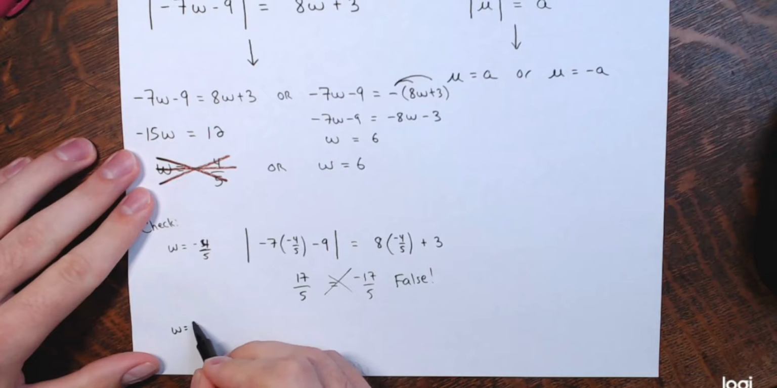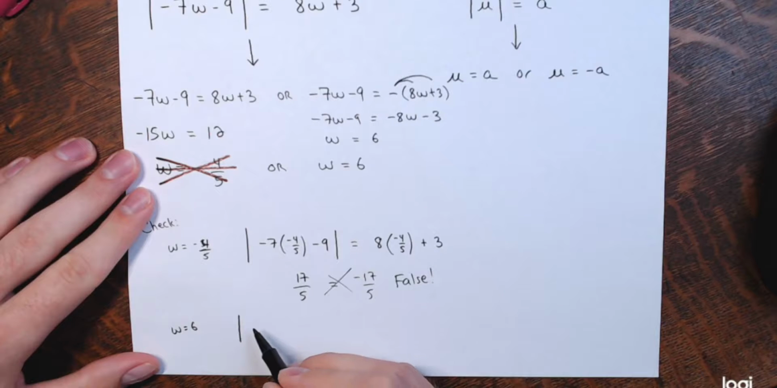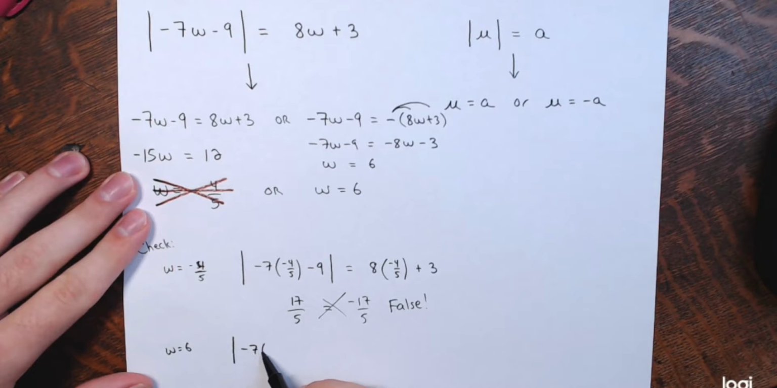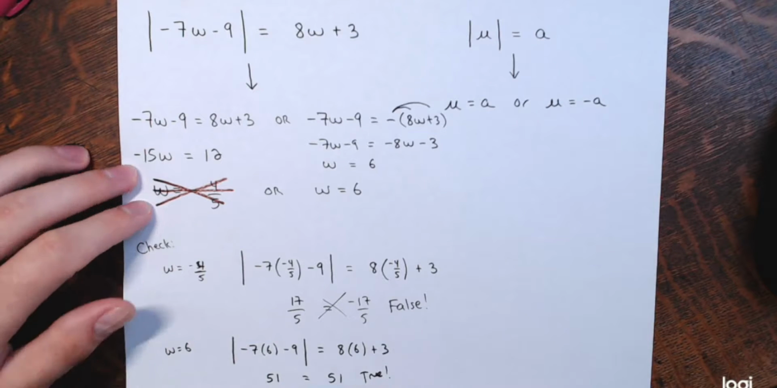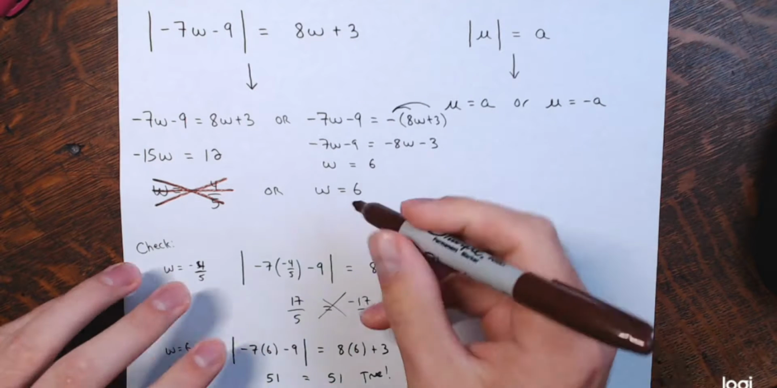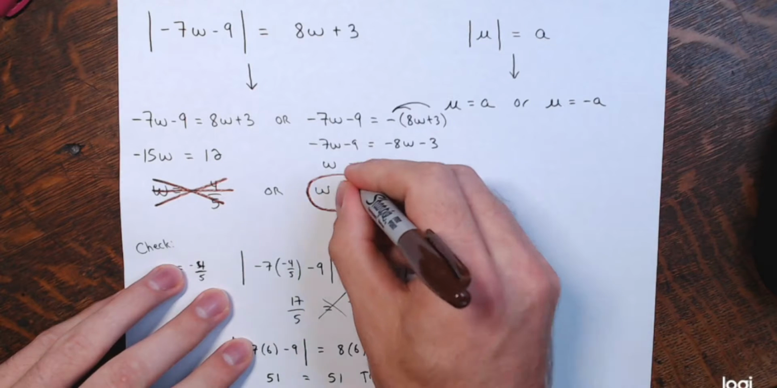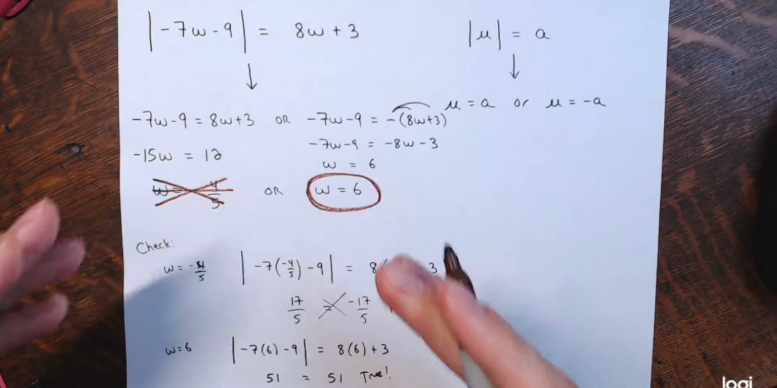Then we check w equals 6. So the absolute value of negative 7 times 6 minus 9 equals 8 times 6 plus 3. Negative 42 minus 9 would be negative 51. Absolute value, you have positive 51 on the left, and then 48 plus 3 is positive 51 on the right. That is true. That is totally good. So the only solution that works is 6.